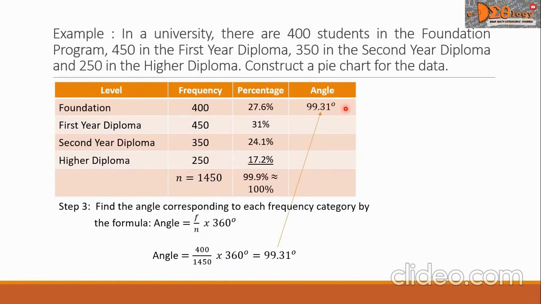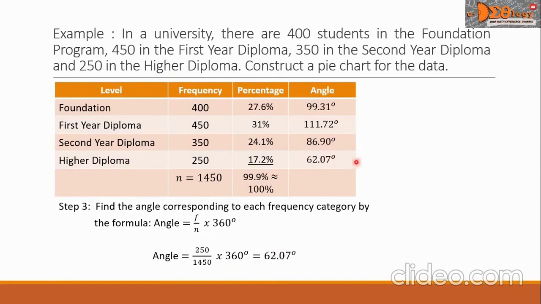So we have now this 99.31 degrees. Next, for this blank, we will follow the same formula. So we will get 111.72 degrees. We will get this when we have 450 divided by the N 1450 times 360 degrees. So the value is here. The next is 86.90 degrees. This value comes from the 350 divided by 1450 times 360 degrees.